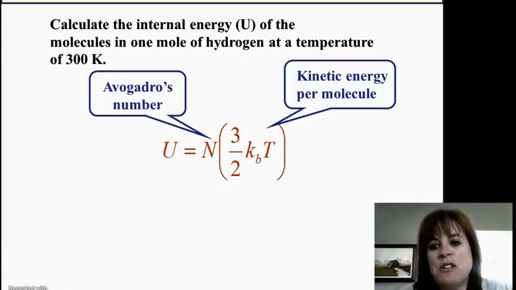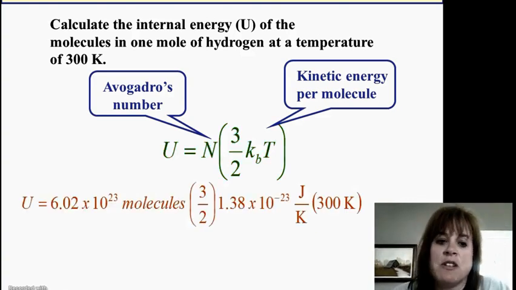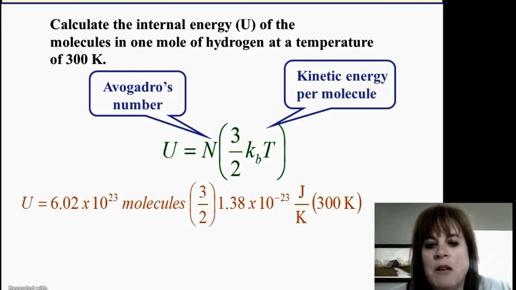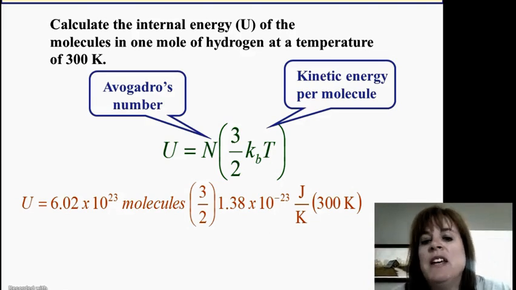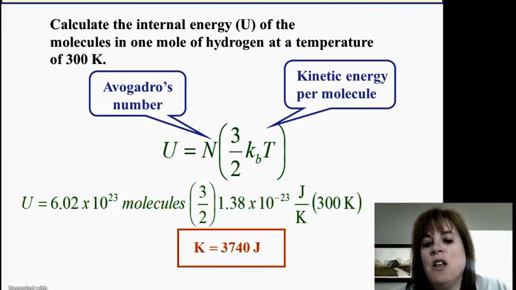If you do that, it's just a matter of plugging and chugging. If we use molecules, you have to remember that there are 6.02 times 10 to the 23rd molecules in a mole, and then we just plug numbers in. Make sure you're working in Kelvin, which of course the problem's already in Kelvin, and you should have gotten 3,740 joules of kinetic energy in 1 mole of hydrogen.